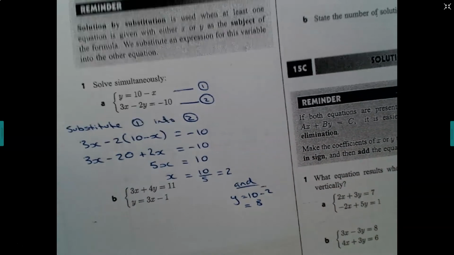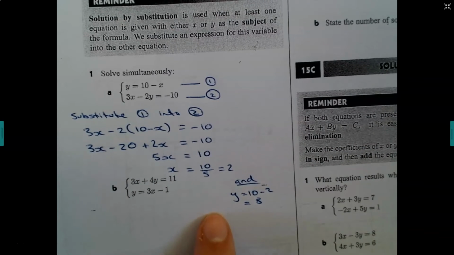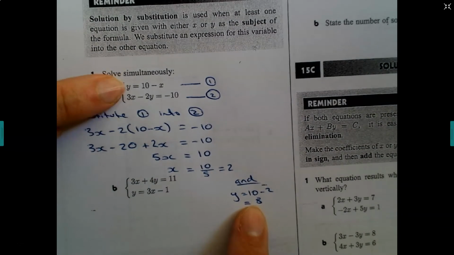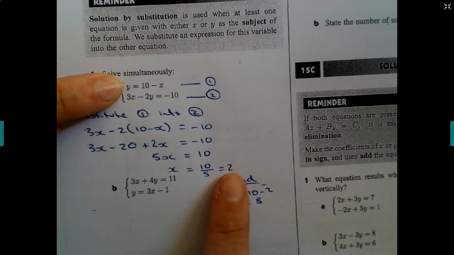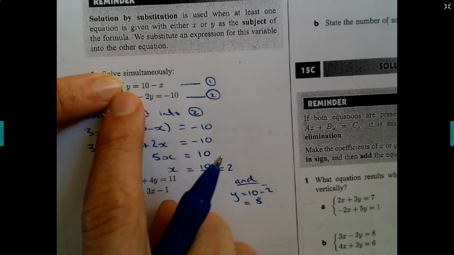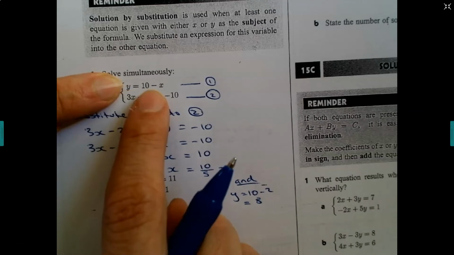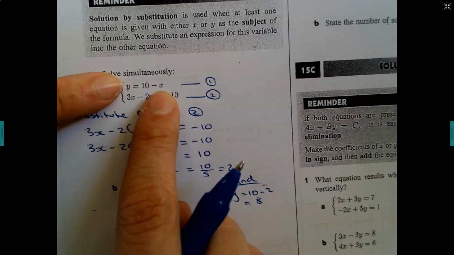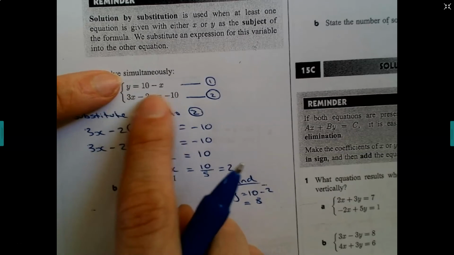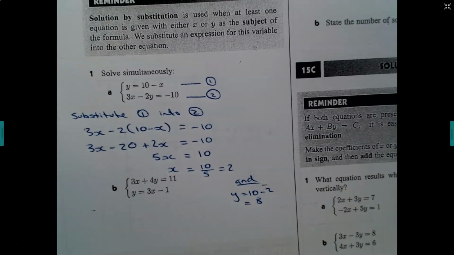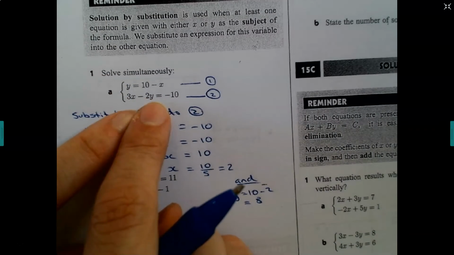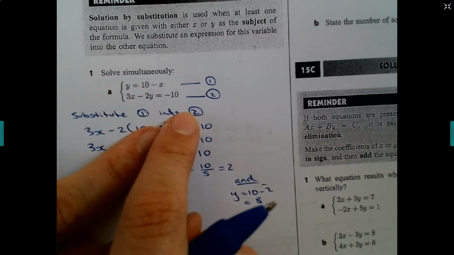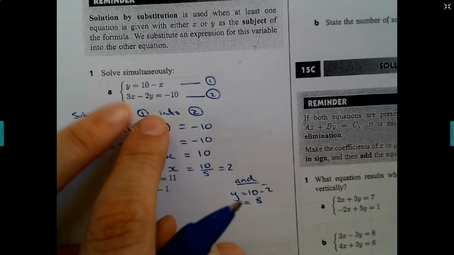Now, let's check if our solution satisfies the equation. So, if y is equal to 8 and x is equal to 2, on the left-hand side, I would have 8, and then what's 10 minus 2? 8. Does 8 equal 8? Yes, therefore, it's satisfied. And you can always do a check like that. You can substitute your values in to make sure that the left-hand side equals the right-hand side.